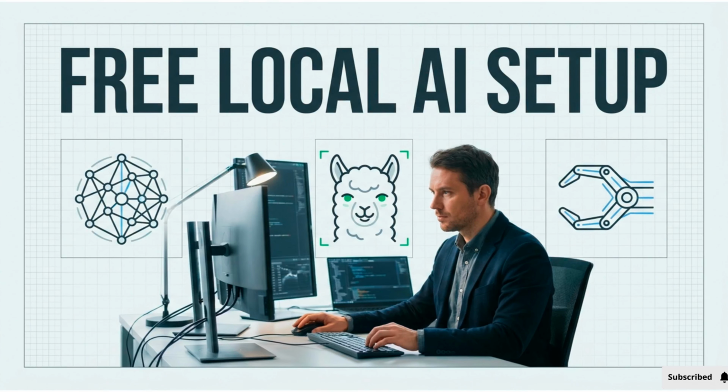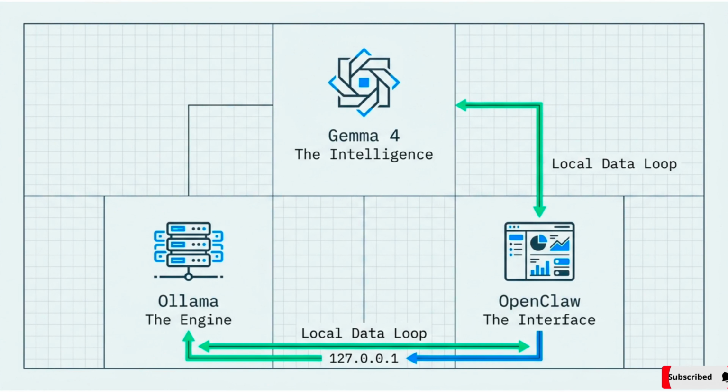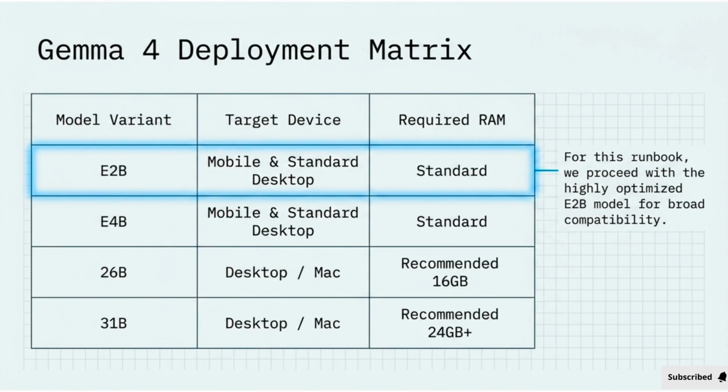Welcome to this video on setting up a free, local, and private AI environment. This guide will walk you through the process step by step. We are setting up an integrated environment. Ollama will act as the engine, OpenClaw as the interface, and Gemma 4 as the intelligence, all connected via a local data loop. The Gemma 4 deployment matrix shows various model sizes. We will proceed with the highly optimized E2B model for broad compatibility across mobile and standard desktop devices.